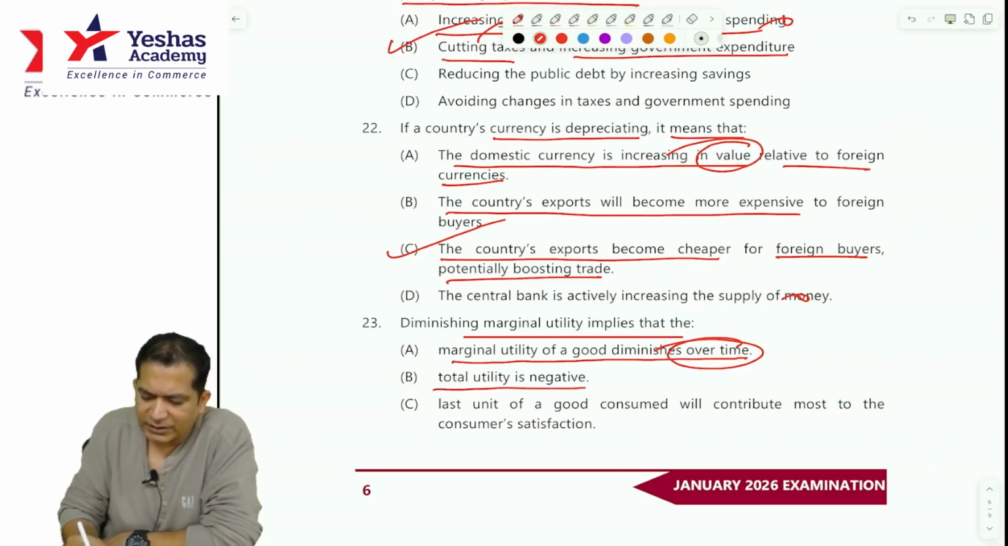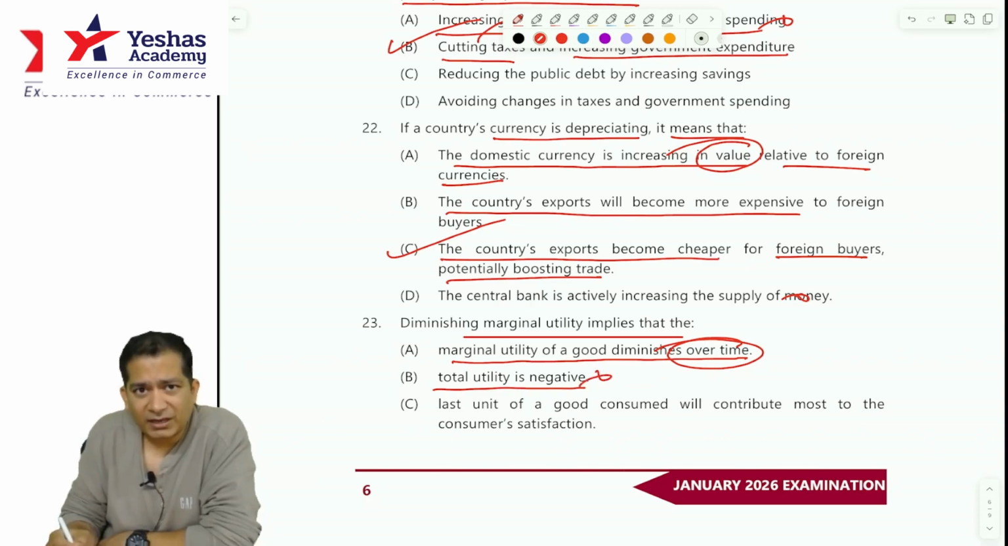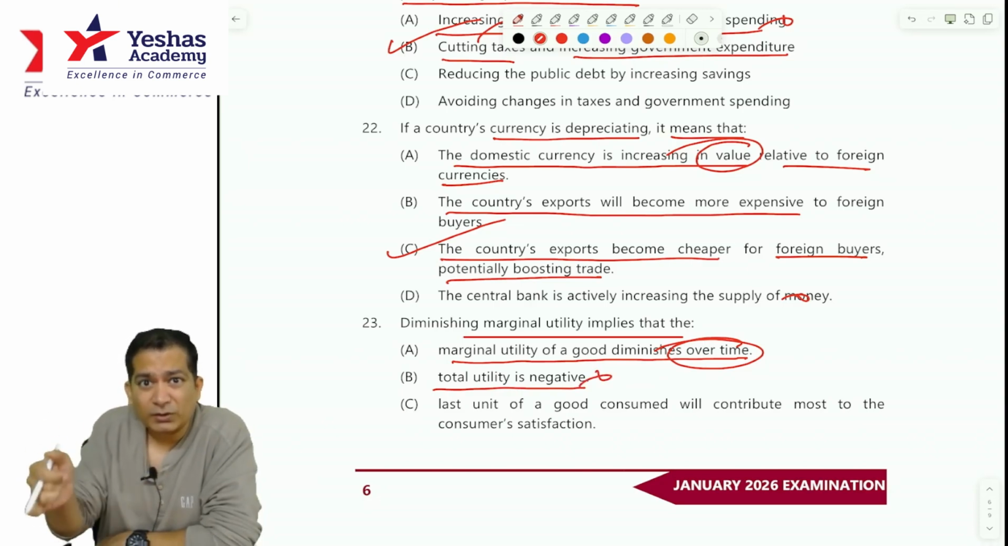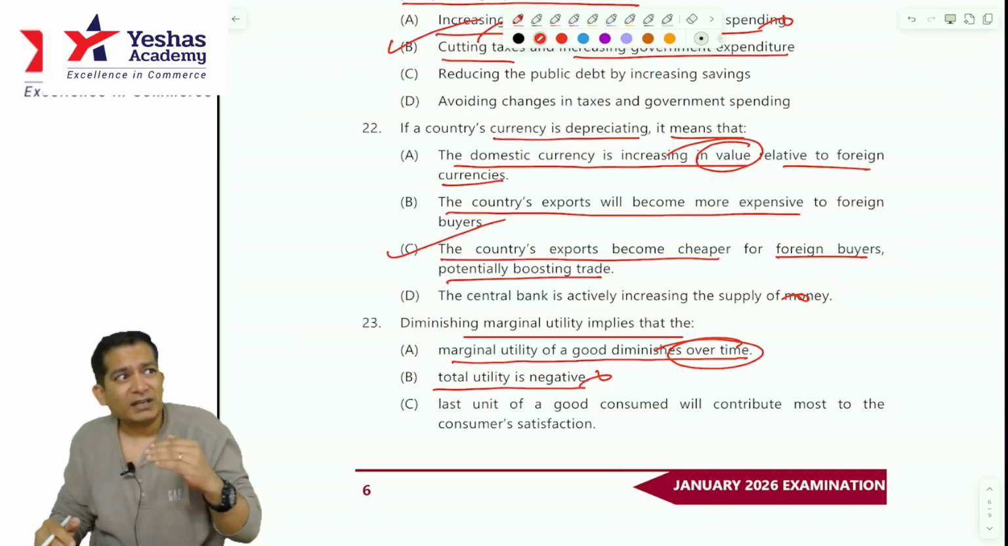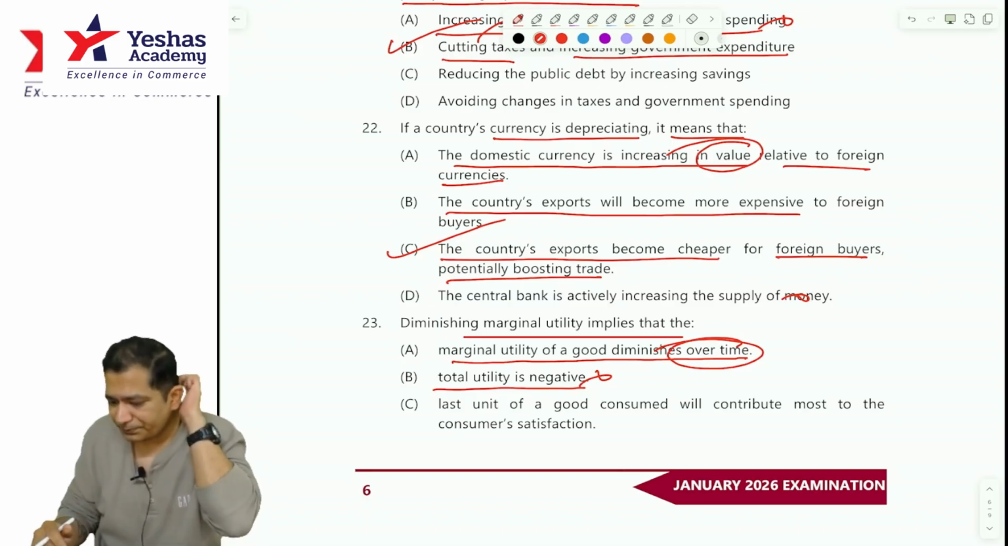Utility, total utility is negative. Total utility can never be negative. Marginal utility can become negative because the change in utility, total utility can be negative. It means I was getting 10 utils, now I'm getting 7 utils. So it means the change is -3.